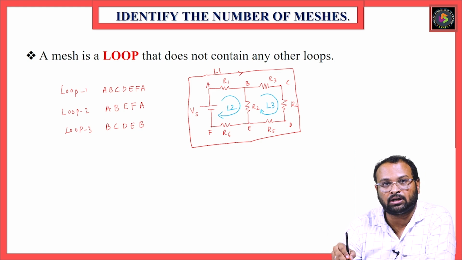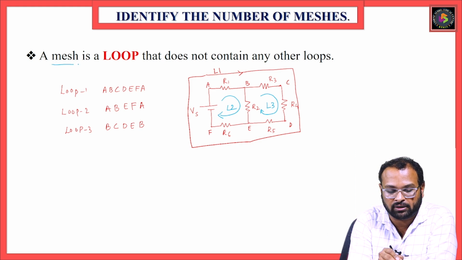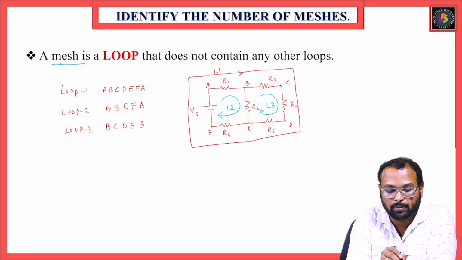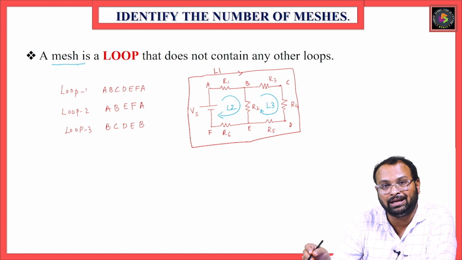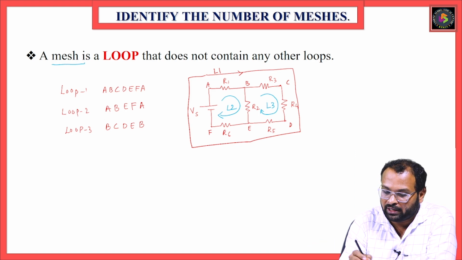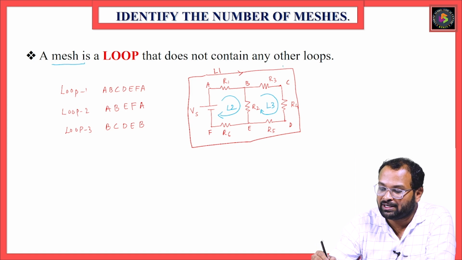So in total, this circuit has 3 loops. But according to the definition, these are not all meshes, because a mesh doesn't enclose or contain any other loops. If you see loop 1, it is enclosing two loops, that is L2 and L3. So L1 is not a mesh.